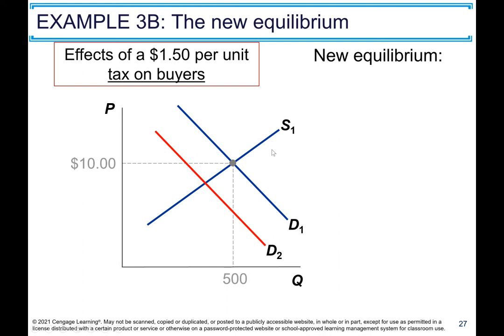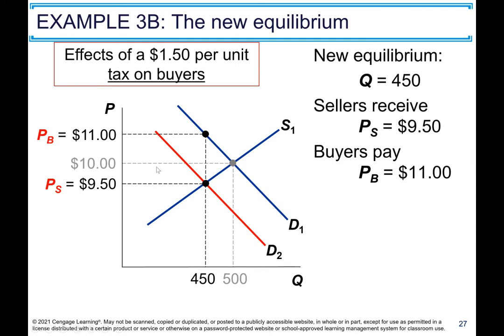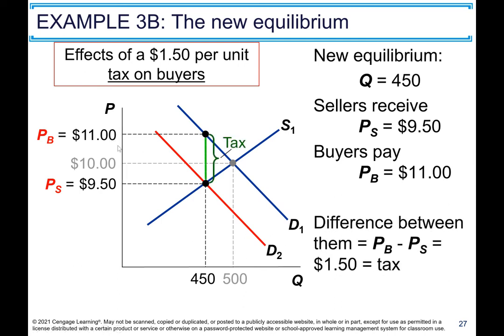The new equilibrium will be 450. The market will shrink from 500 to 450. And the price the seller receives will decrease from $10 to $9.50. And the price a buyer pays will increase from $10 to $11. The difference between the price that buyers pay, or PB, and the price that sellers receive, or PS, is the tax. That is the wedge.